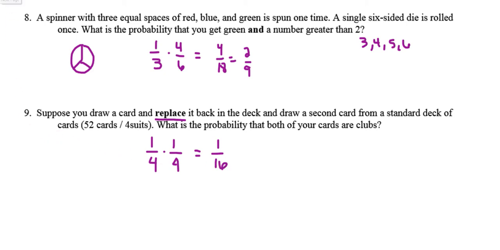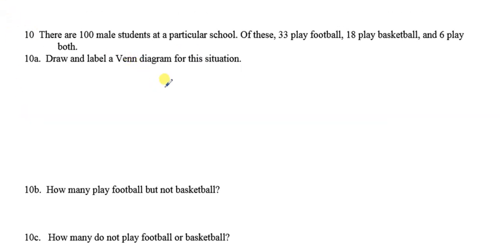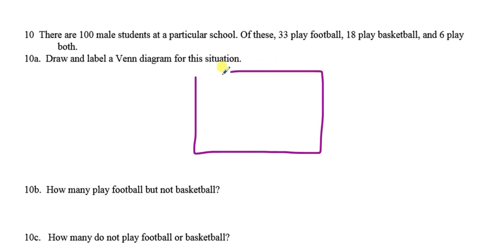All right. Now this question is a bonus question on the test. I think I put 3 bonus questions on the test. So draw a Venn diagram. So you make a big box. There's 100 students total. So when we get all said and done with this, it should add up to 100.